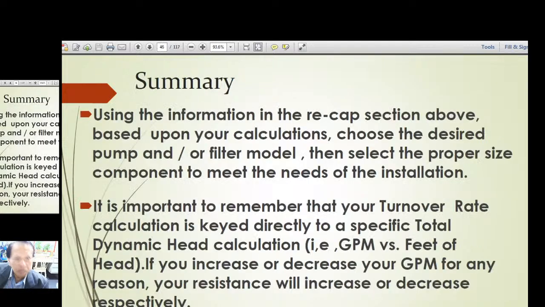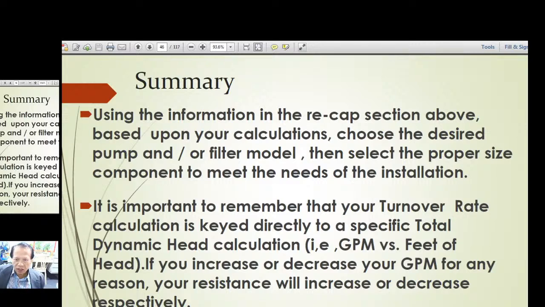Using the information in the recap section above, based upon your calculations, choose the desired pump and/or filter model, then select the proper size component to meet the needs of the installation. It is important to remember that your turnover rate calculation is keyed directly to a specific total dynamic head calculation. Example, gallons per minute versus the feet of head.